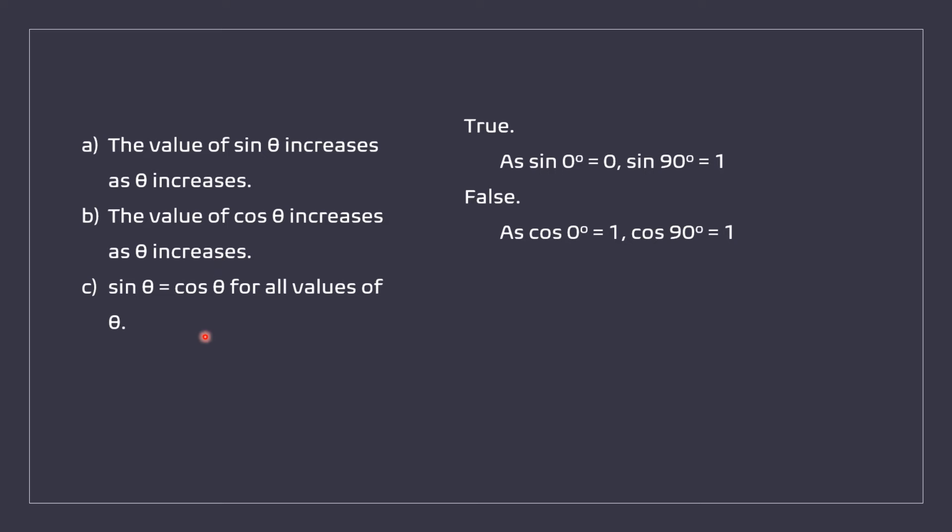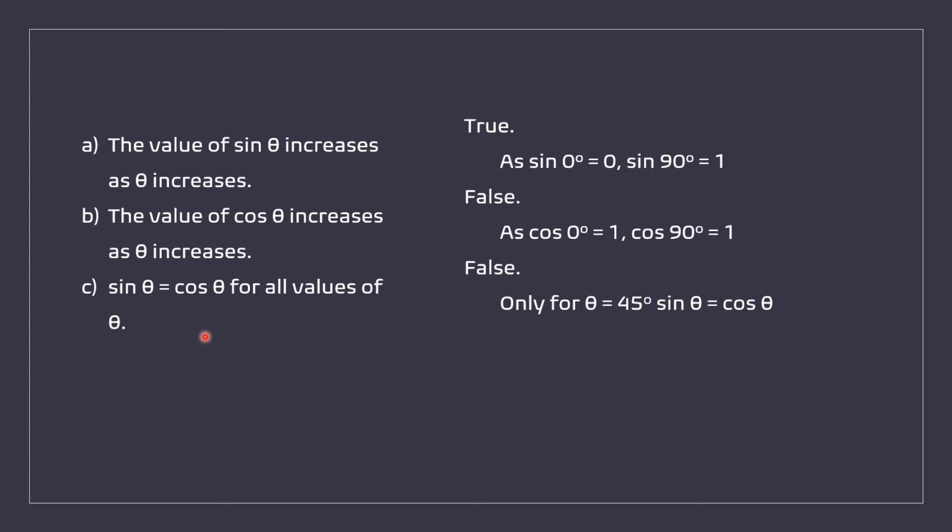Let's see one more. Sin theta is equal to cos theta for all values of theta. It is very clearly false, because sin 30 is 1 by 2 and cos 30 is root 3 by 2. One angle you can write. Only for theta equal to 45, sin theta and cos theta are equal.